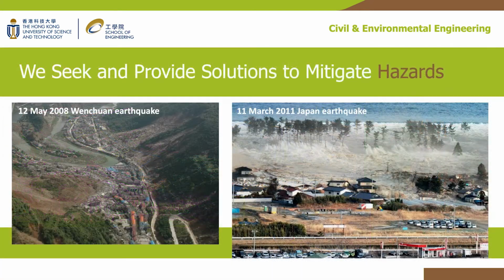Civil engineers also try to avoid natural hazards. We holistically provide solutions from various aspects such as structural, geotechnical, water resources, and transportation engineering. So we try to solve situations like earthquakes and also tsunamis, as you can see in this slide.